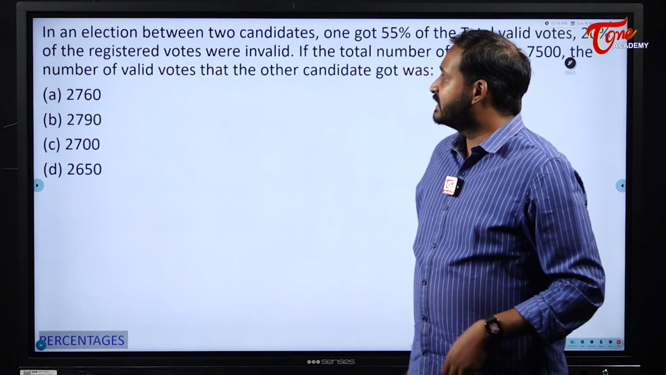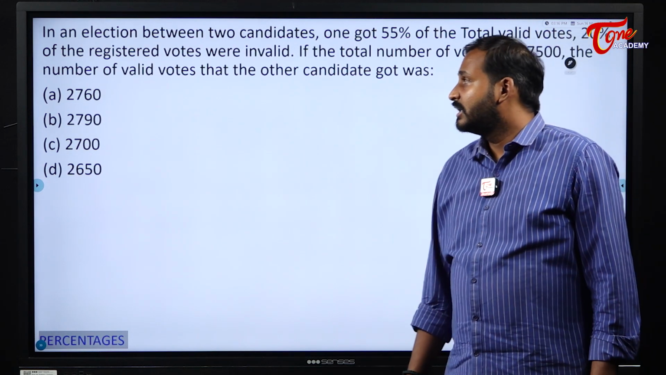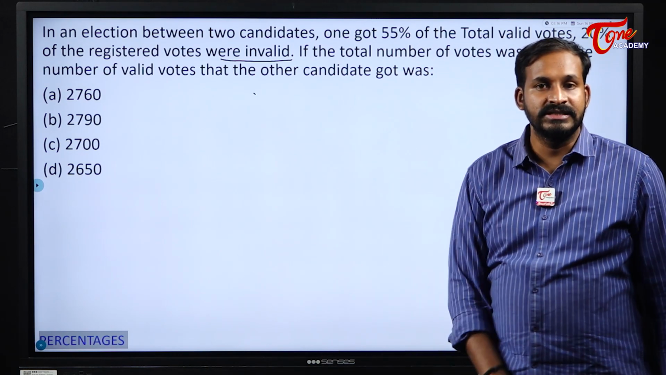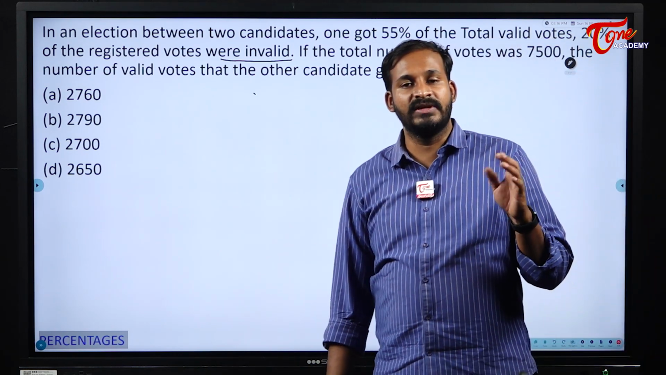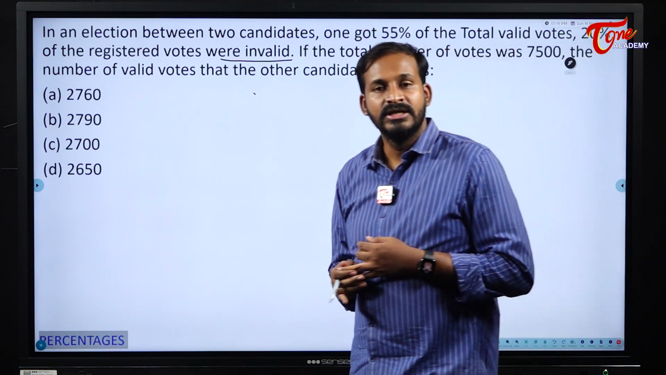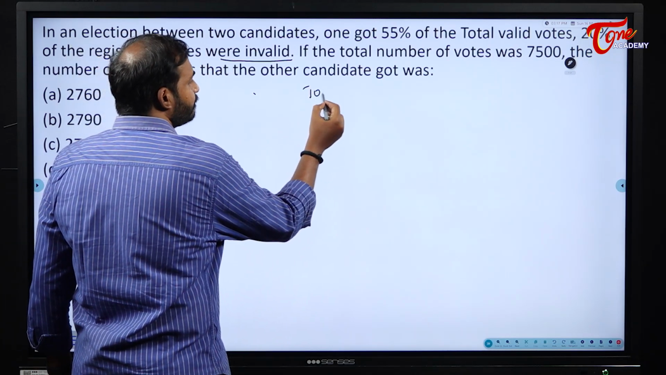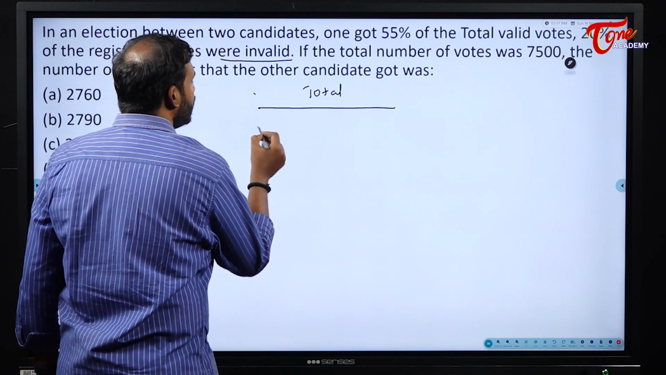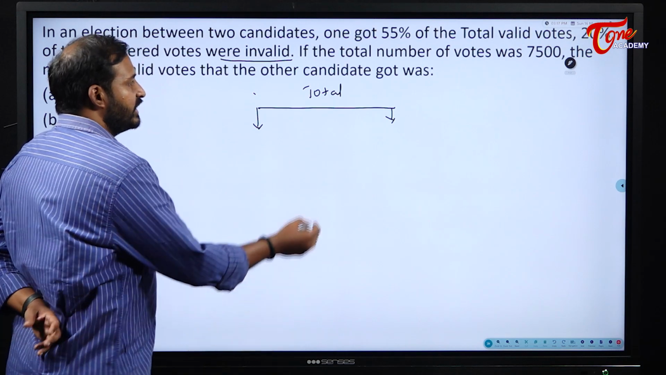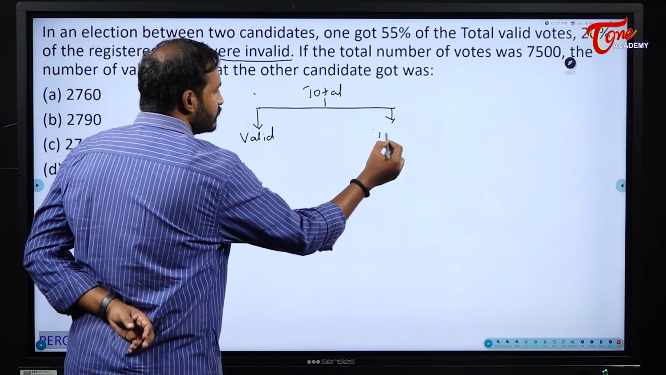See here, in an election between two candidates, one got 55% of the total valid votes, and 20% of the registered votes were invalid. They didn't speak about whether they cast their votes or not. Directly he spoke about the valid and invalid. So here, very simple, we will see the total and directly move to the valid and invalid section. We will not bother about whether they cast the votes or not. So valid votes and invalid votes.